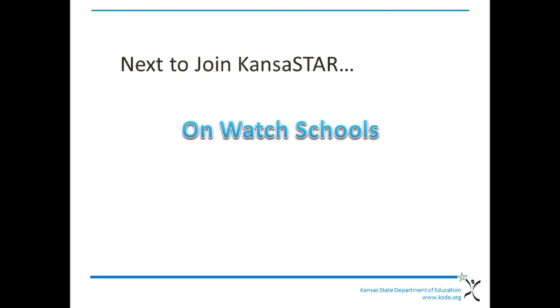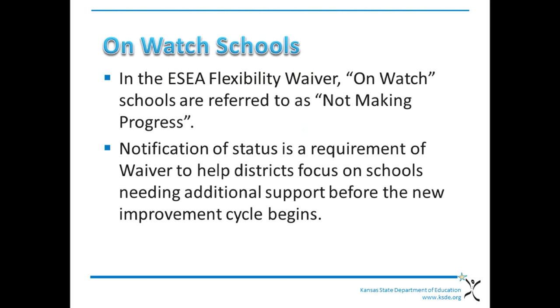The next few slides talk about the on-watch schools. On-watch schools were the next ones that we brought into the system to start to use Kansas Star. And it's just an explanation of how the on-watch schools were identified. They were given the option of either using Kansas Star or writing out their own plan. And so we had some that went both ways. In the next identification of focus priority on-watch schools next fall, all will be required to use the Kansas Star system.